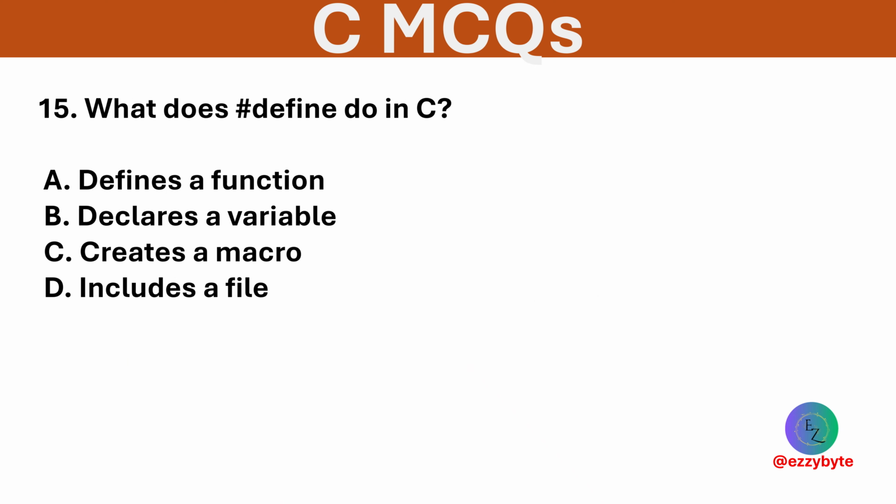What does #define do in C? Options are defines a function, declares a variable, creates a macro, and includes a file. Option C is correct. #define creates a macro or constant.